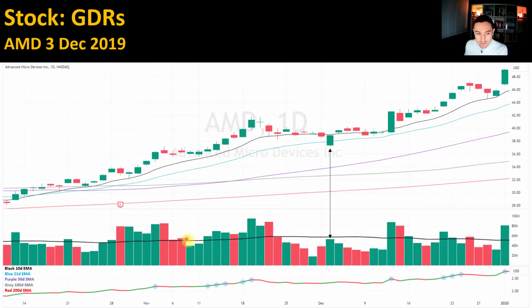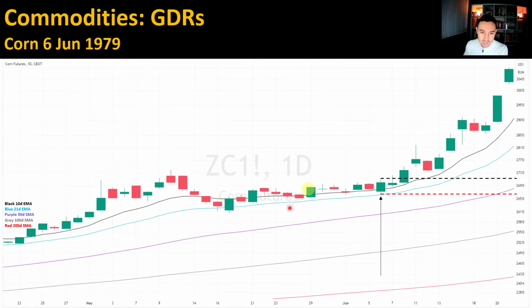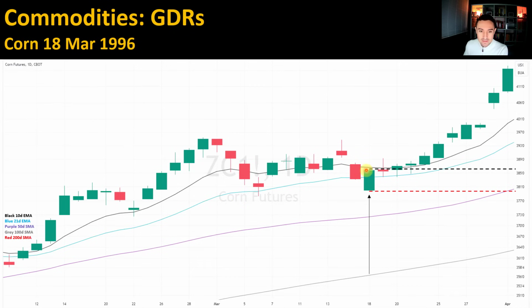Look at the 52-week highs. Look at the volume coming through. Type of setups: gap down reverse bars, commodities. Corn futures, we had a few corn futures, haven't we? 1979. Gap down reverse bar off of the 21-day EMA. Over here, gap down reverse bar off of the 21-day EMA. Corn futures again, it looks very similar.